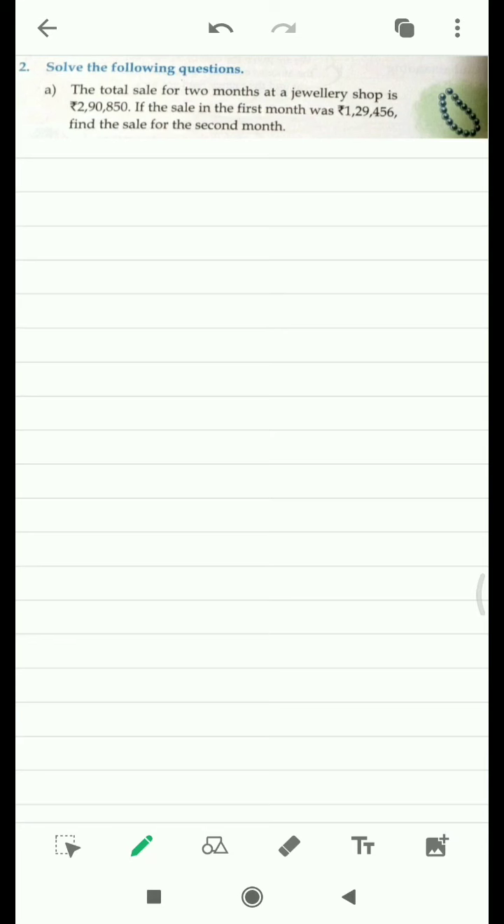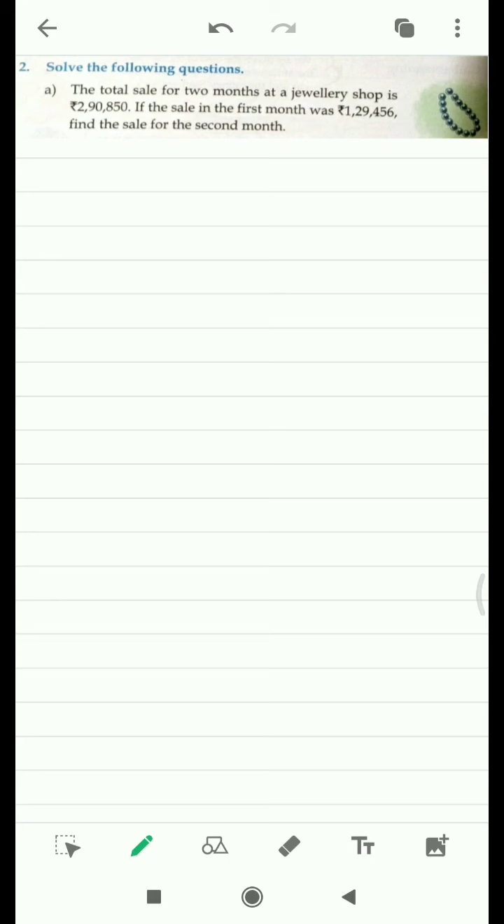Question number 2. Solve the following questions. Now these are the applications of subtraction. Let's see how to do them. The total sale for 2 months at a jewelry shop is 2,90,850.